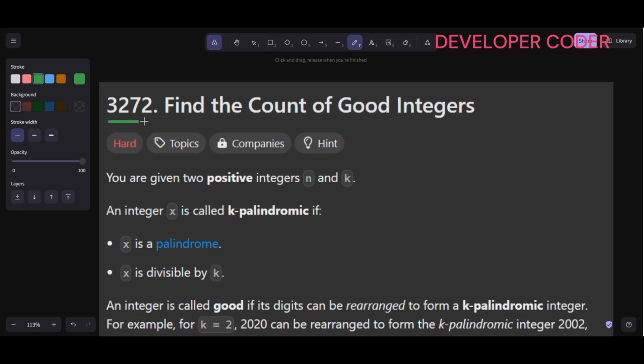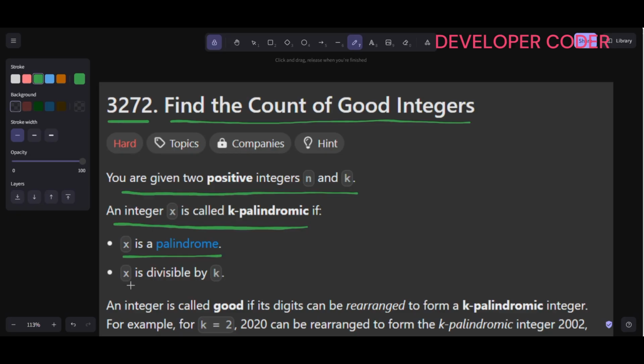Problem number 3272, Find the Count of Good Integers. Let's read the problem statement first. You are given two positive integers n and k. An integer x is called k-palindromic if x is a palindrome and x is divisible by k.